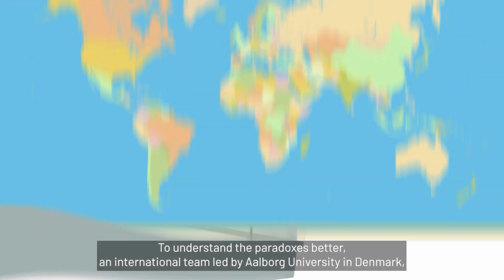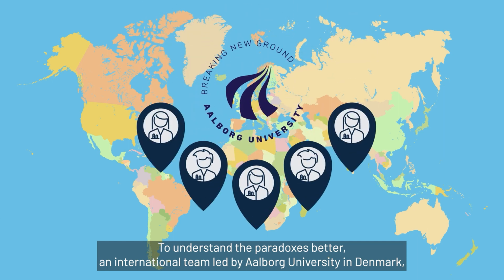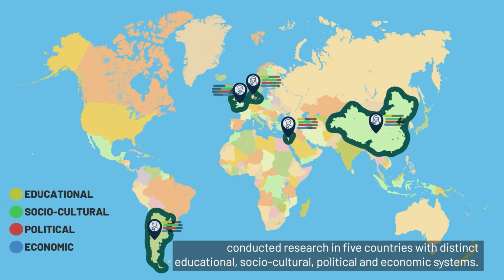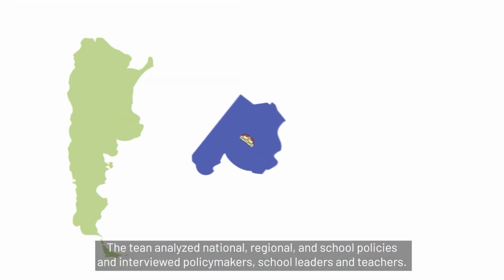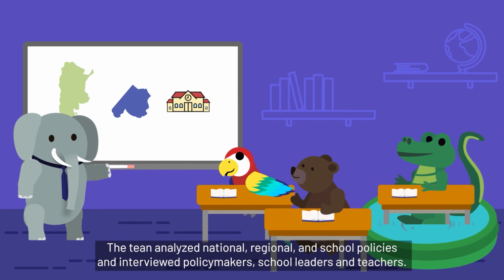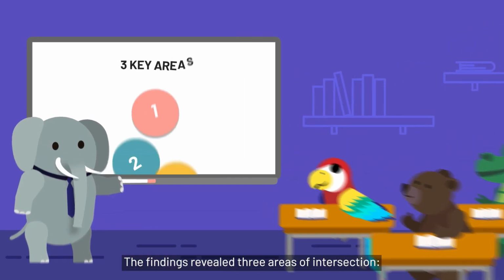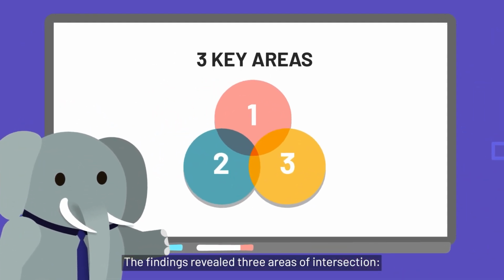To understand the paradoxes better, an international team led by Aalborg University in Denmark conducted research in 5 countries with distinct educational, socio-cultural, political and economic systems. The team analysed national, regional and school policies and interviewed policymakers, school leaders and teachers. The findings revealed 3 areas of intersection.